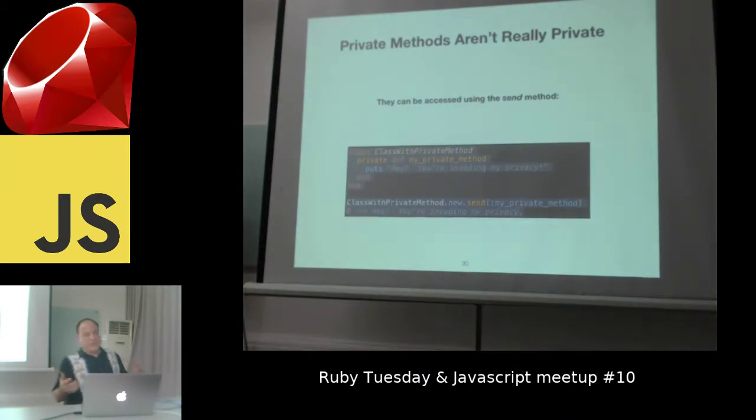Private methods aren't really private. They can be accessed using the send method in Ruby, right? So here we have a private method, and we can just call send on it with this, and then we get the result. That can be very useful in unit testing, but it's not so good for really keeping something private, right?